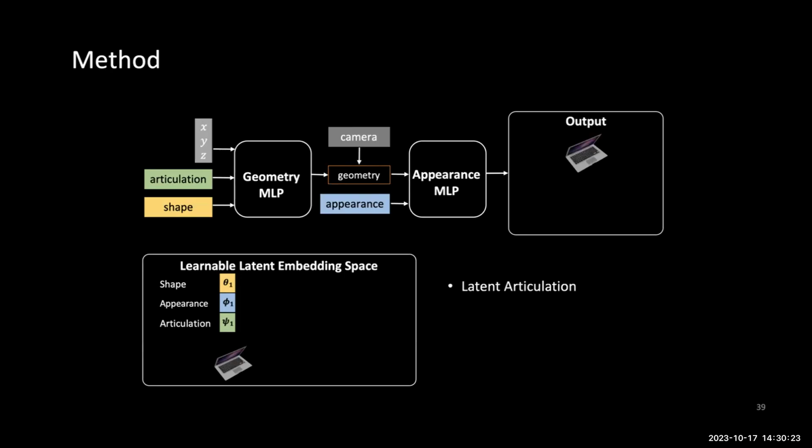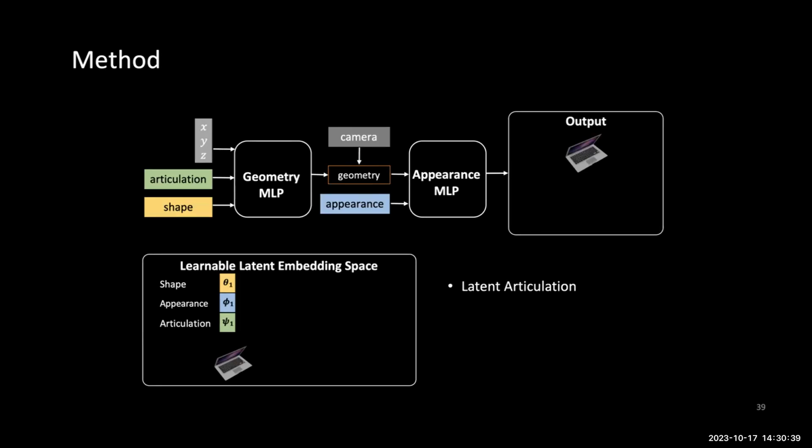So here are the 3 points that I want to note. The first is latent articulation. The green code is not any explicit angle like 60 degrees, 90 degrees. It's all randomly initialized before training and then optimized throughout the training process.